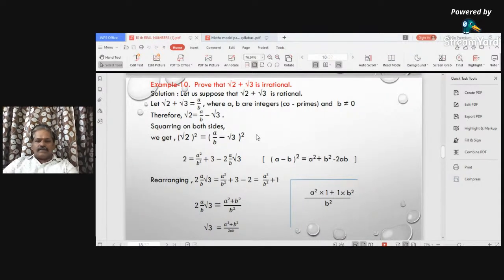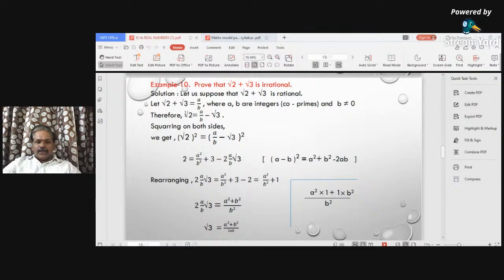These are the models which I am discussing. In the exam, they may change the numbers. So at least if you write the same process, you will get the minimum marks. Let us suppose that root 2 plus root 3 is rational. Let root 2 plus root 3 be equal to a by b, where a, b are integers that are co-prime, and b is not equal to 0.